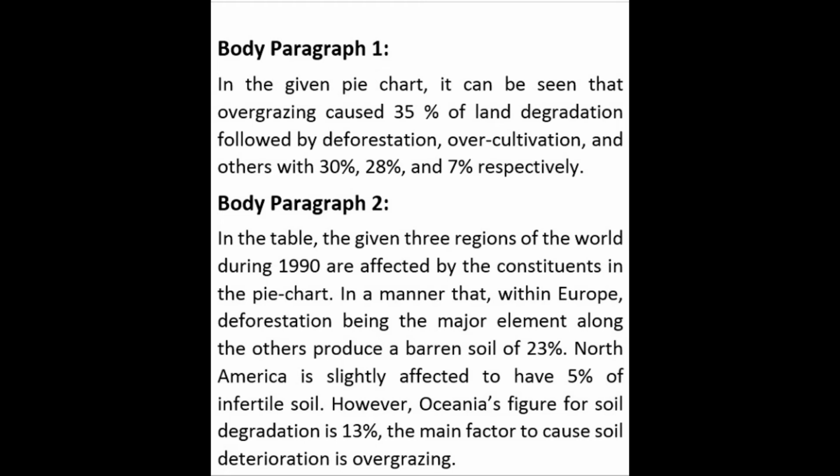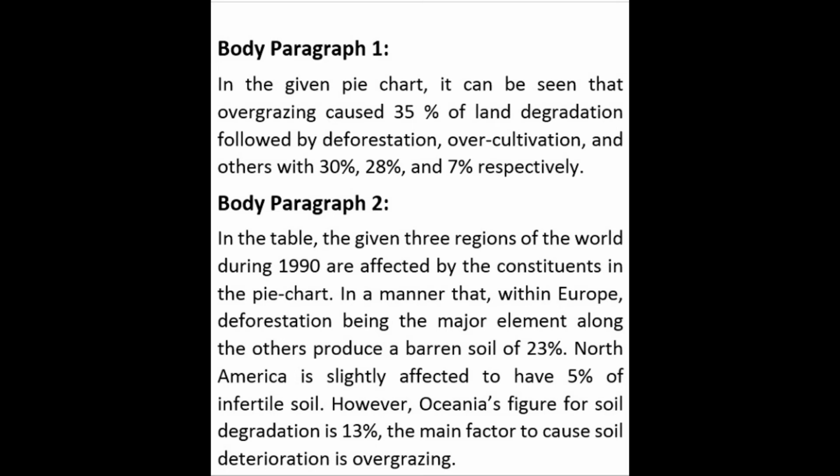In the table, the given 3 regions of the world during 1990 are affected by constituents in the pie chart in a manner that within Europe, deforestation being the major element, along with the others produce a barren soil of 23%. North America is slightly affected to have 5% of infertile soil. However, Oceania's figure for soil degradation is 13%. The main factor to cause soil deterioration is overgrazing.